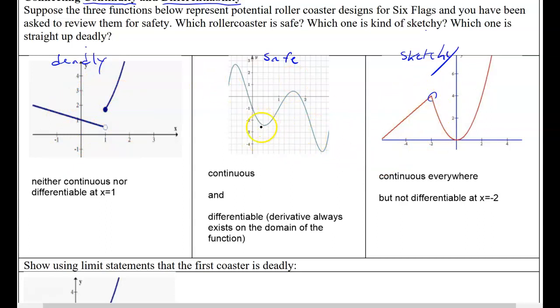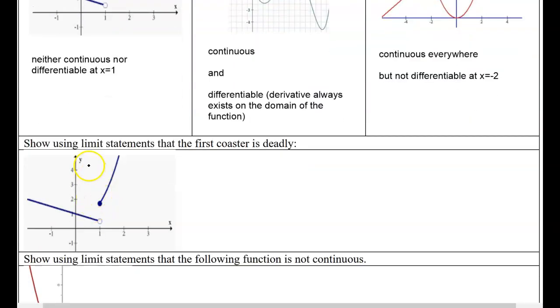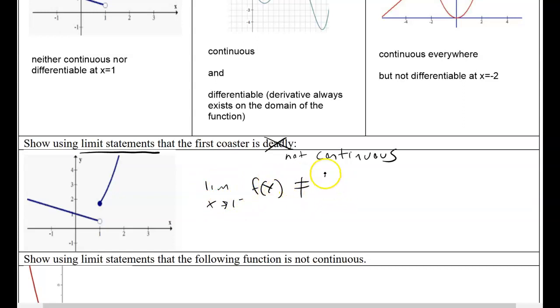However, it can't be that easy, right? So what we're going to start to do is describe these using limit statements. Limits are the building blocks of calculus here. And we're going to use this mathematical notation to describe each of these properties. So to show that my first coaster is deadly, by the way, instead of deadly now, we're going to say not continuous. I'm going to say my limit as x approaches 1 from the left of f of x is not equal to the limit as x approaches 1 from the right.